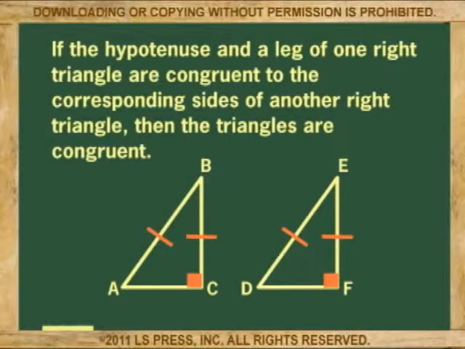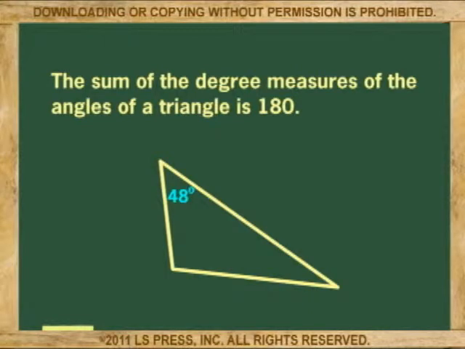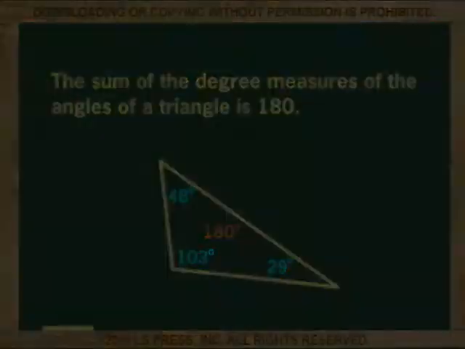If the hypotenuse and a leg of one right triangle are congruent to the corresponding sides of another right triangle, then the triangles are congruent. The sum of the degree measures of the angles of a triangle is 180 degrees.